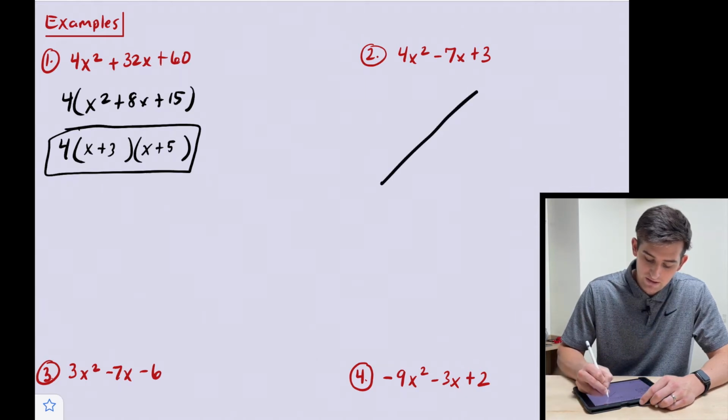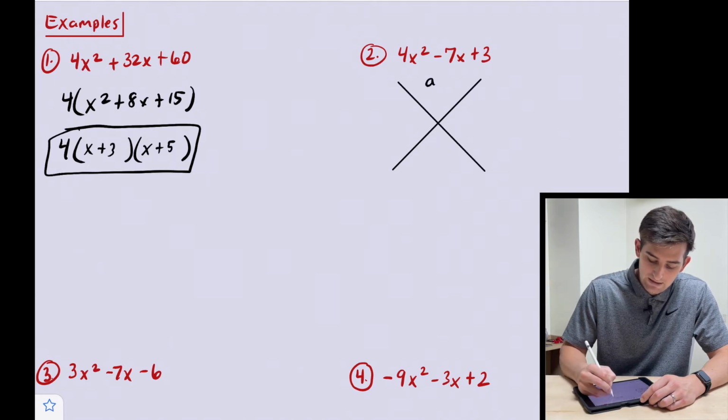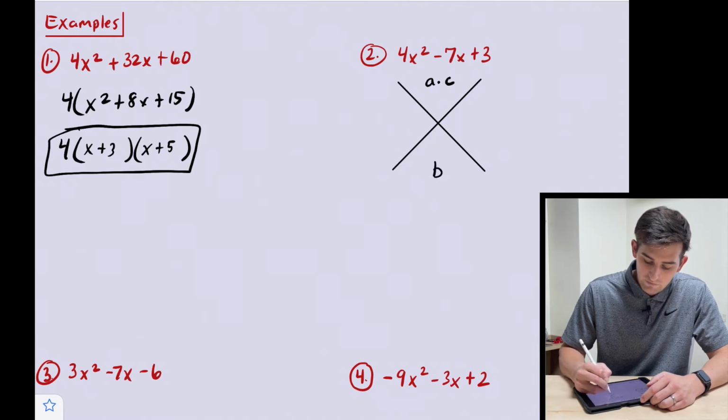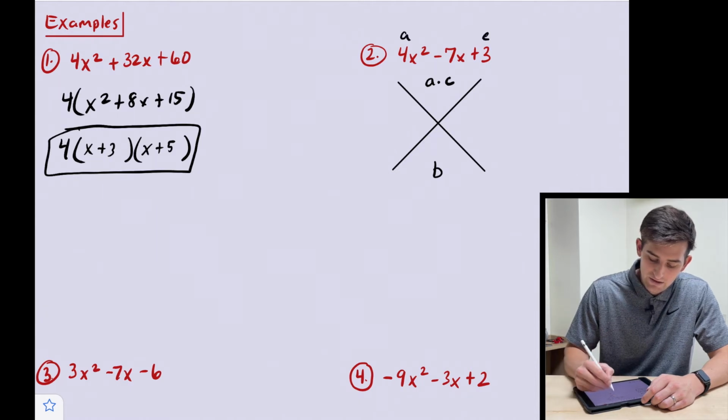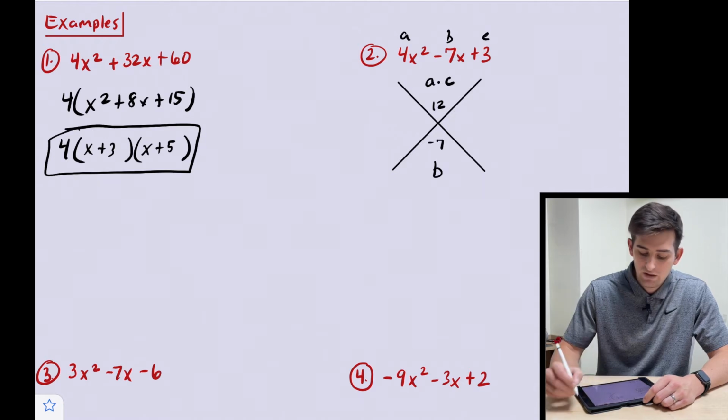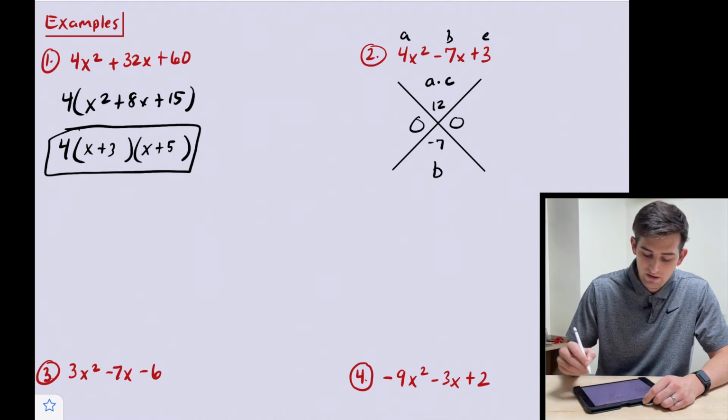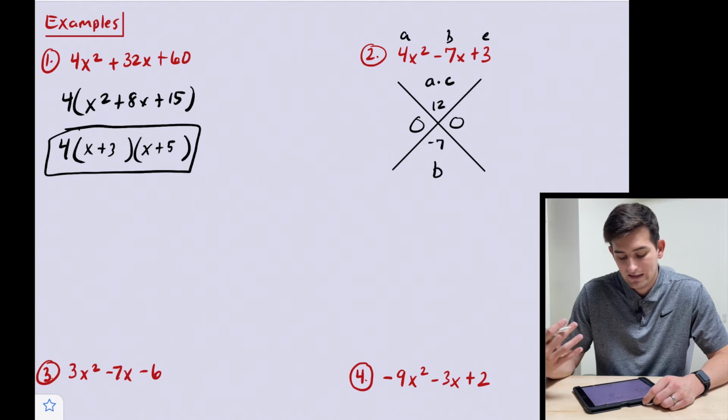Okay, so if I draw my x here, let's see if I can get a straight line. Here we go. What we're going to do is a times c, and we're going to write that number right there. And then we're going to write the number for b right here. So a times c, here's a and here's c, so 4 times 3 is 12, and there's b, negative 7.